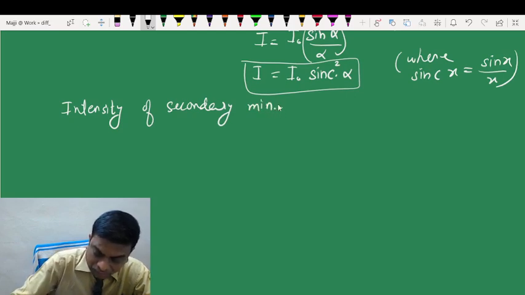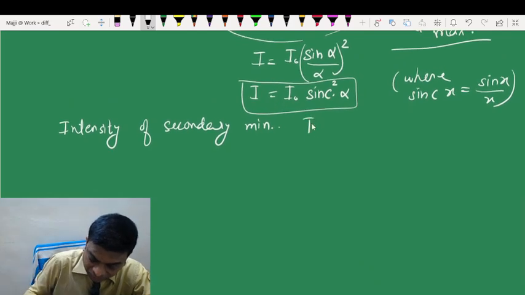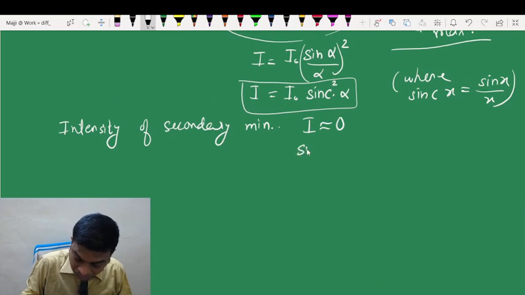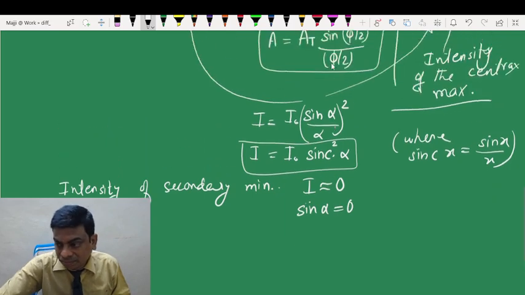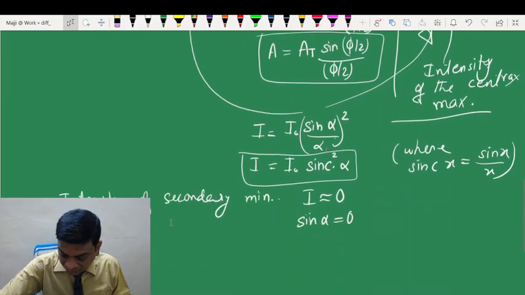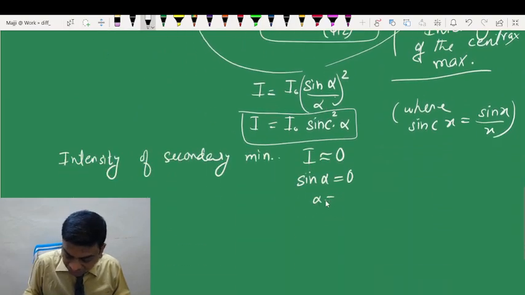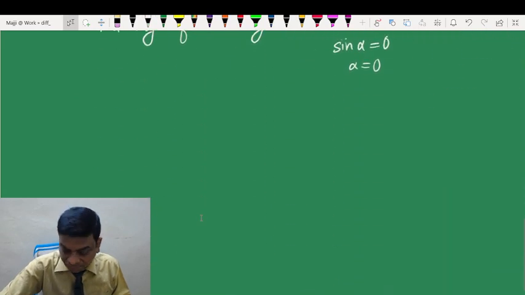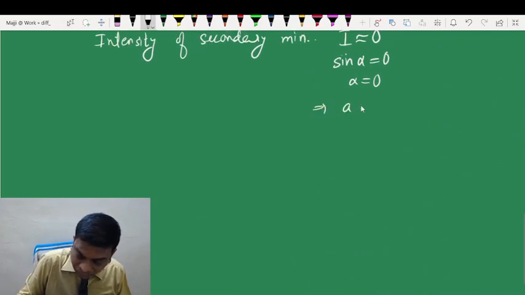Okay. So certainly I must be negligibly small. So that means we have sine alpha equal to 0, from this equation you can see. If sine alpha is 0, that means alpha should be 0. And what is alpha? Here you can see alpha is a sine theta into pi by lambda.